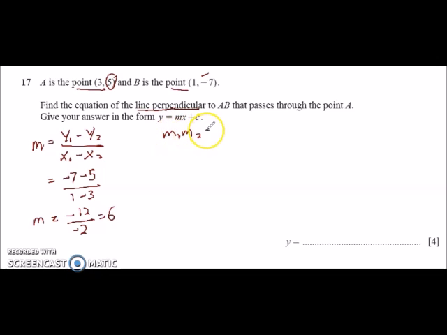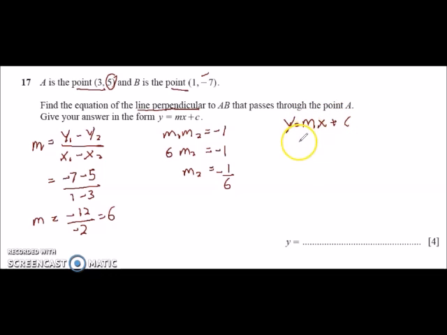Since it is perpendicular, for the perpendicular line we'll use the formula m1 m2. Multiply both of these gradients, you'll get negative 1. So here we have 6 m2, the second gradient, and the gradient for this perpendicular line will be negative 1 over 6.